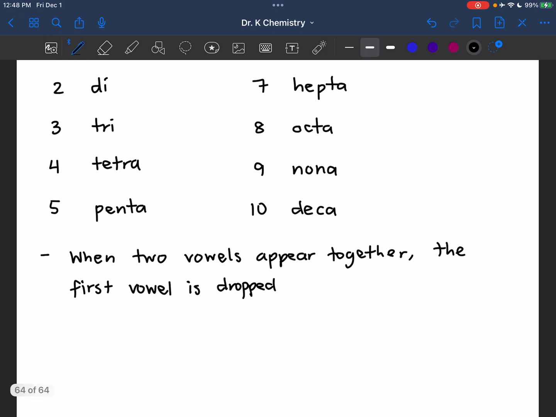For example, if we had a name like carbon monoxide, which is telling us that we have one oxygen in the formula, we would drop that first O and that would become monoxide.